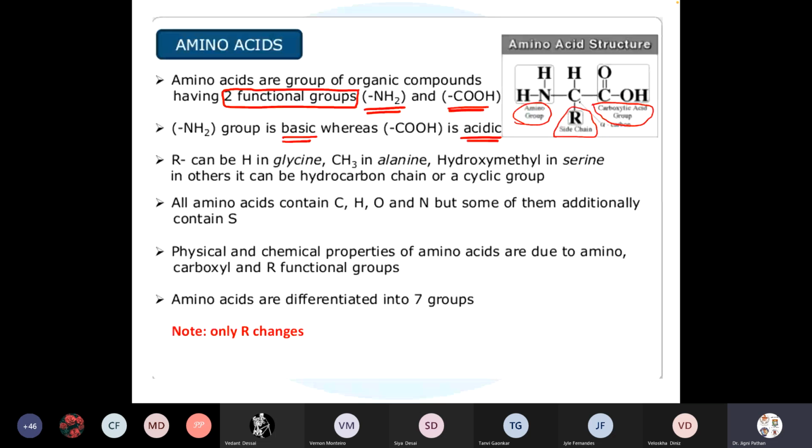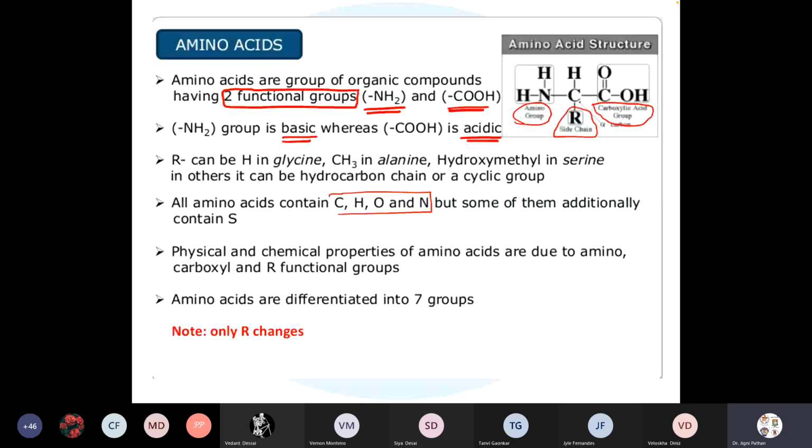If it is replaced by hydroxymethyl, it becomes serine. So anything that changes in the amino acid should happen only in the R. Rest everything remains the same. One side is the amino group, the other is the carboxylic group. All amino acids contain carbon, hydrogen, oxygen and nitrogen, but some of them will contain additional sulfur. The physical and chemical properties of amino acids are due to the amino, carboxylic and functional groups present.